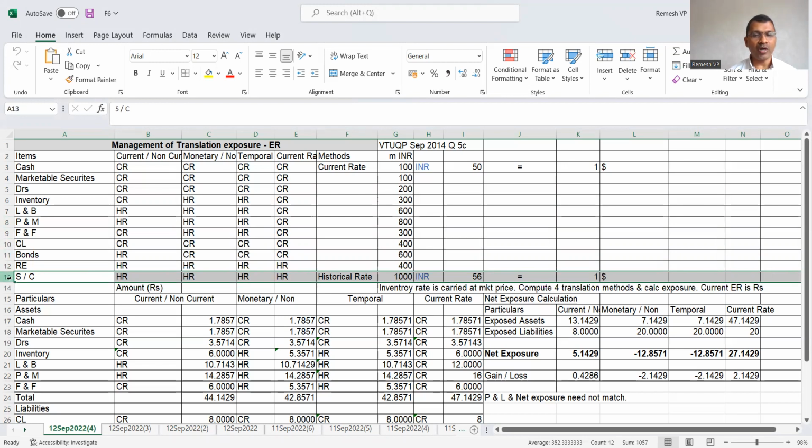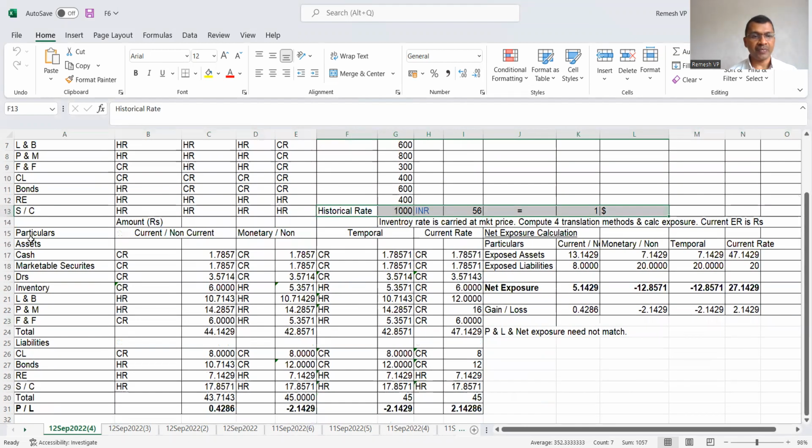Now, how we would go about doing this numerical is as shown further below. Also given, the current rate of exchange is 50 INR for $1, and the historical rate is 56 INR per $1. Now, what we will do further is write the particulars, duly segregating the assets and liabilities.